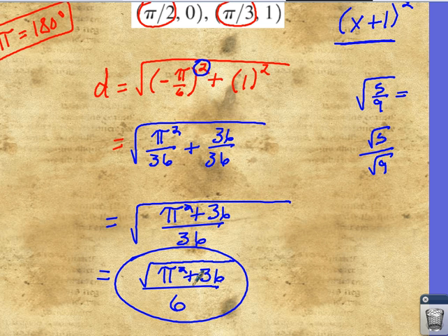If you did want a decimal answer, you could type that into your calculator. I would have probably done it up here and gave you a decimal answer. Yes, ma'am.